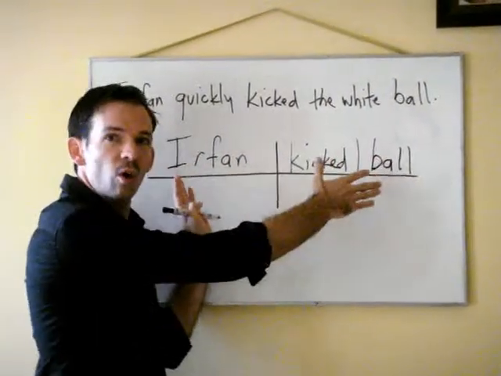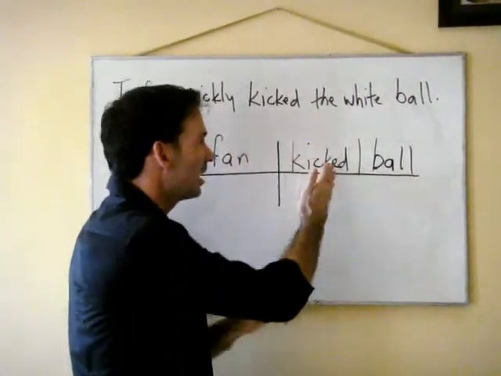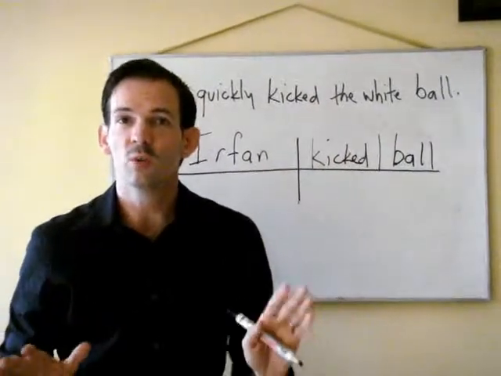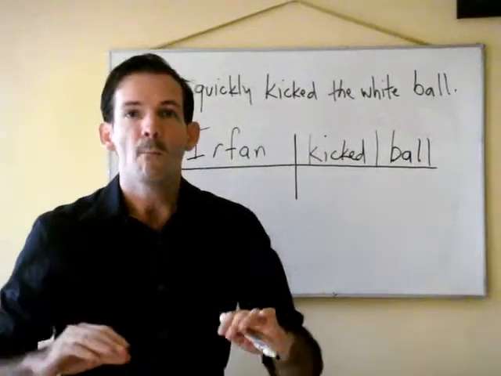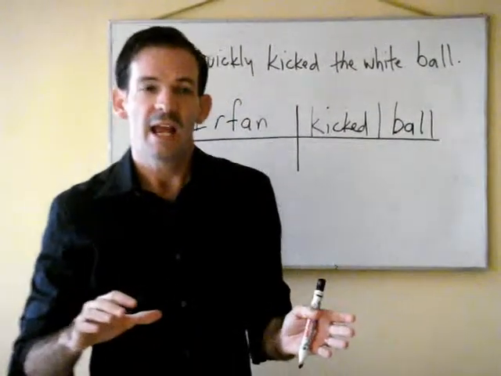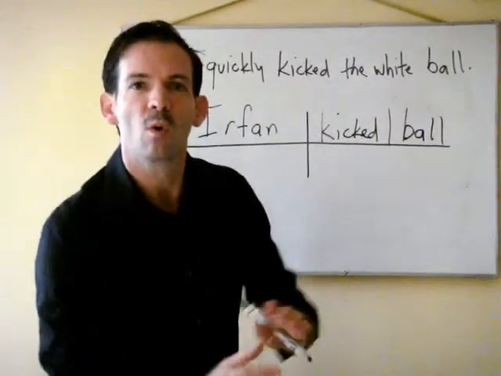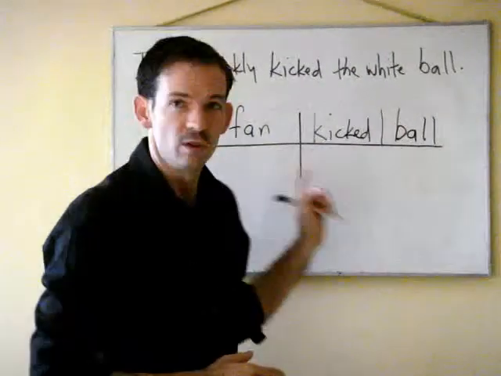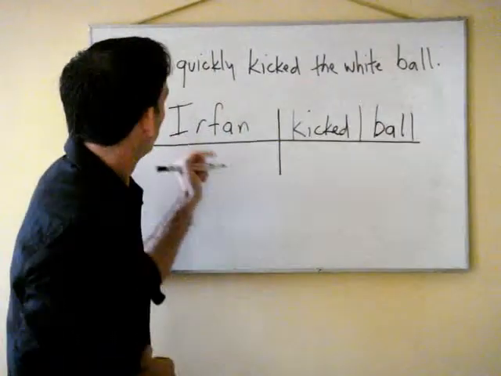So, this is the core of the sentence. Irfan kicked ball. The other words are modifiers. They are modifying. That means they are helping to describe more the other words.